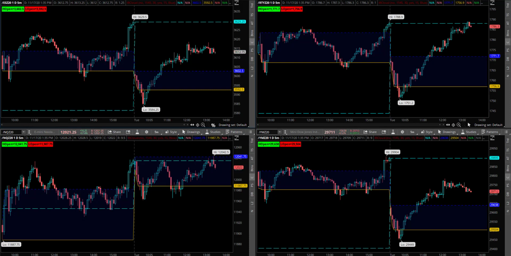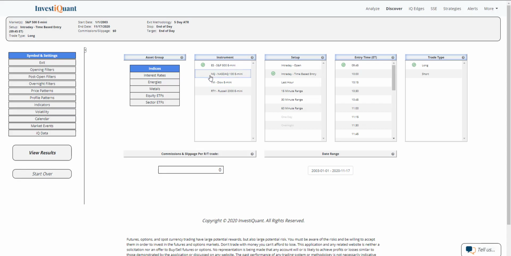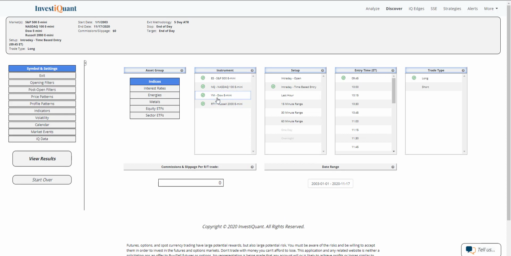What I want to do is take a look at this type of activity, specifically what we're seeing here in the S&P and the Dow, because they both have very similar action where the other markets do not, and see what that has led to as we approach the close of the session. So let me hop into Discover here and set this up. We're going to look at it in all four instruments, even though it is not currently true for all four. It looks like it's true for the S&P and the Dow.